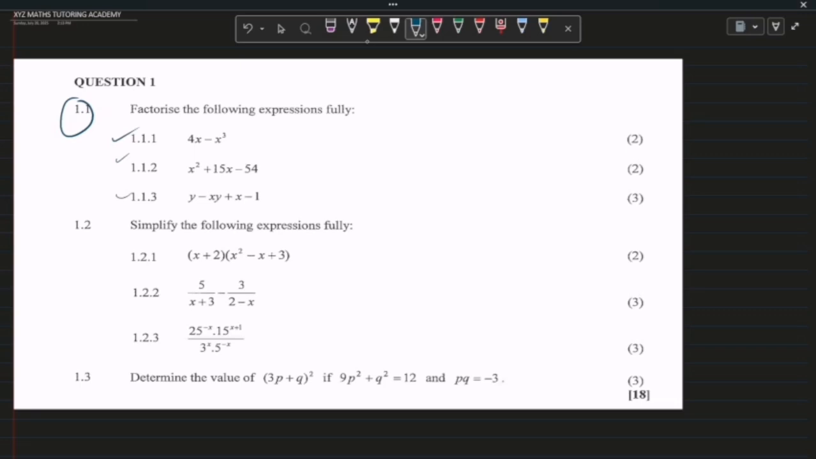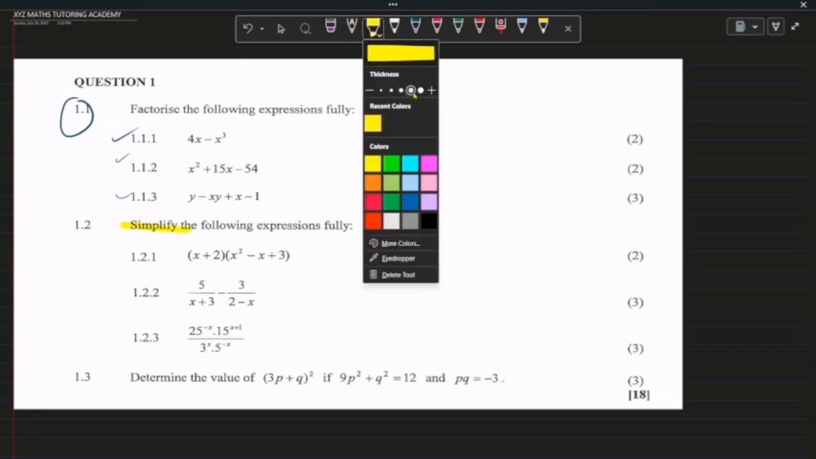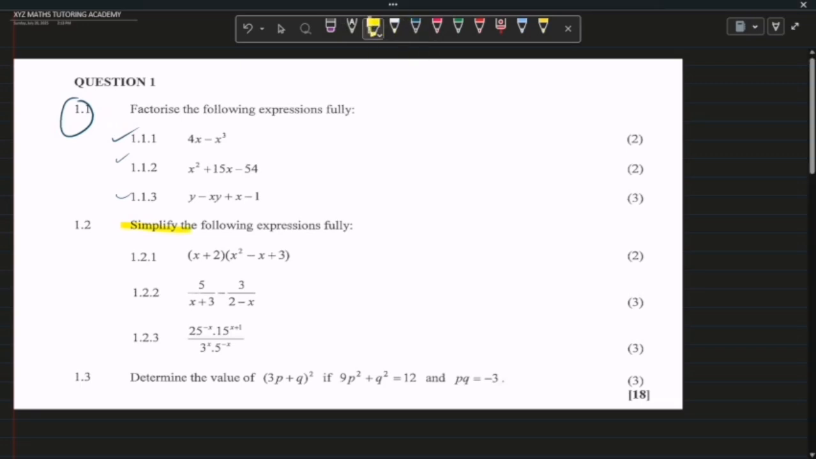Today, I want us to continue. So today we are working with 1.2 and 1.3. So basically today we are simplifying algebraic expressions. Now, what does it mean to simplify? What does it mean to simplify algebraic expressions?